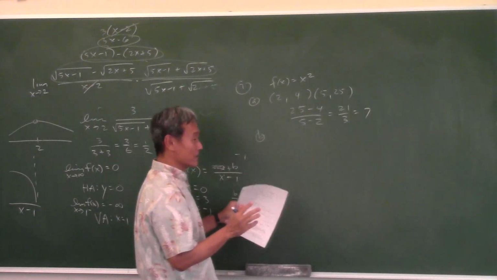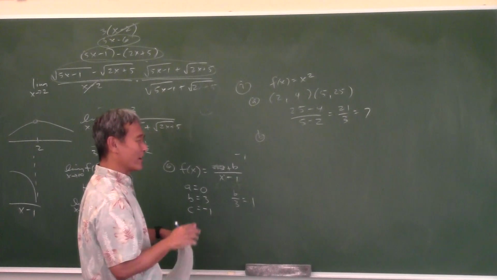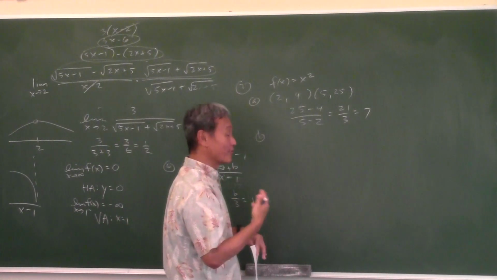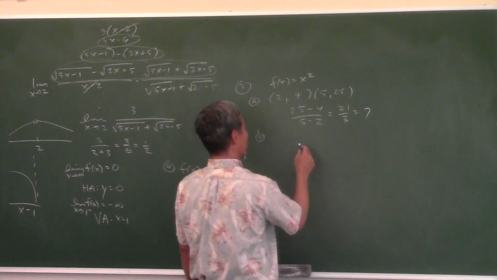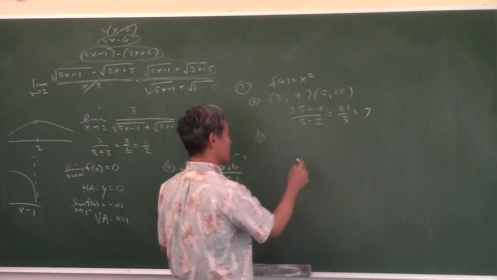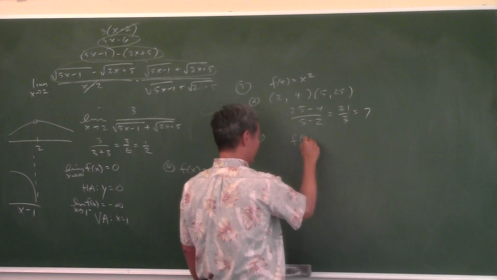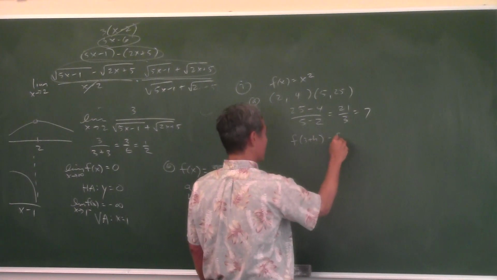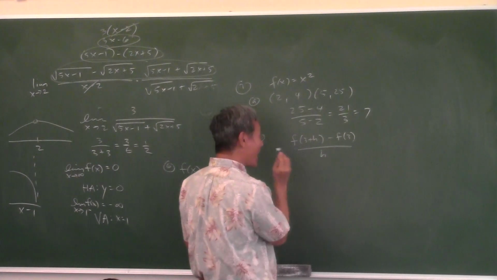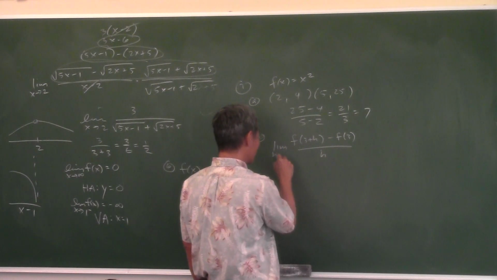Okay, this is the hardest problem probably for all of you. How do you find the instantaneous rate of change or the slope of the tangent line? You have to do the difference quotient. So what do you do? At x equals 3. So, f of 3 plus h minus f of 3. I'm not going to give you the formula like I did on the quiz. And then you got to take the limit as h approaches 0.